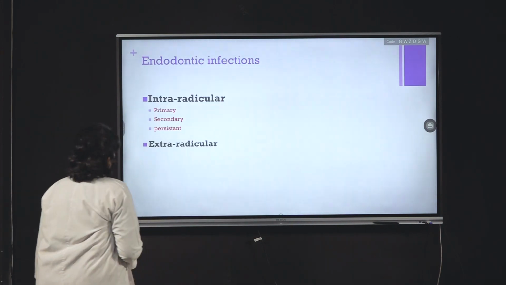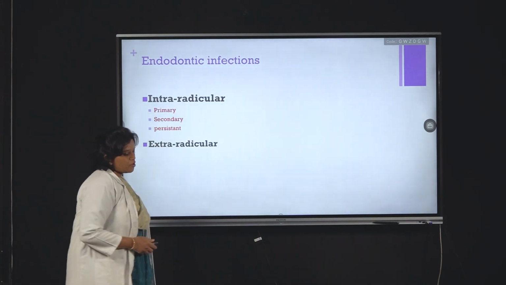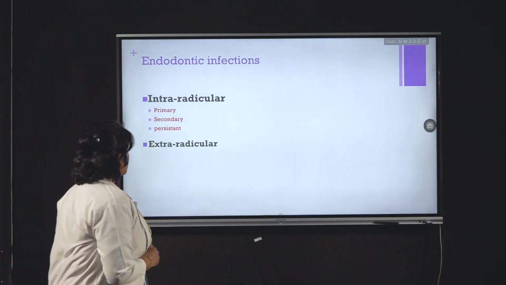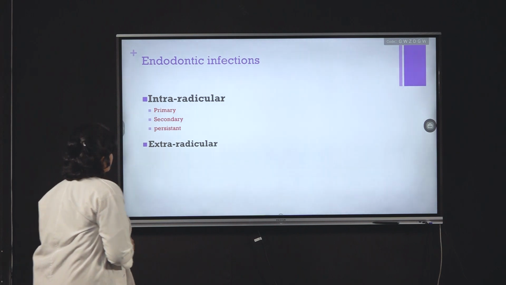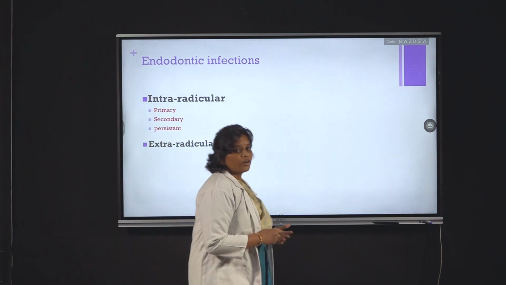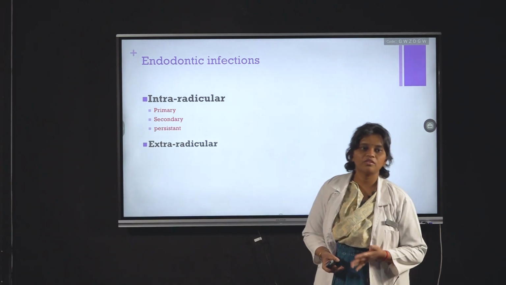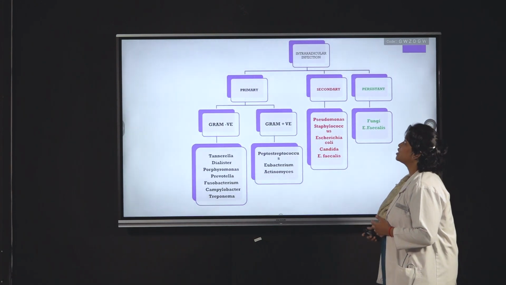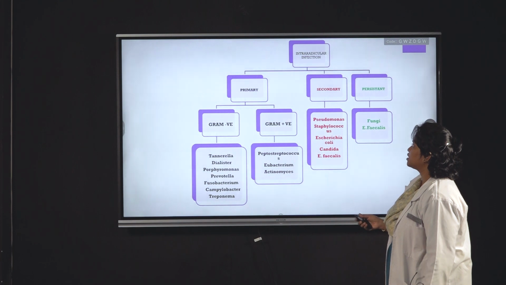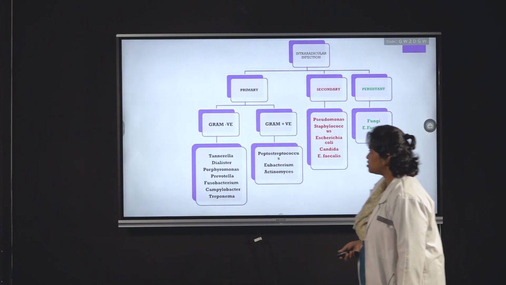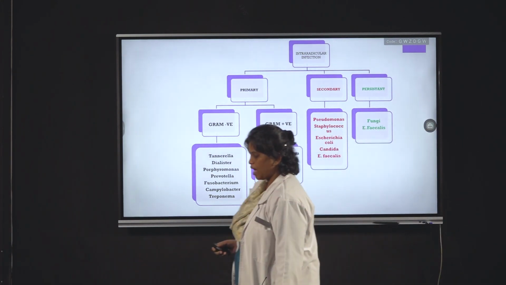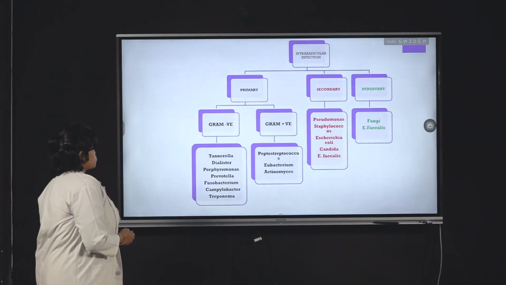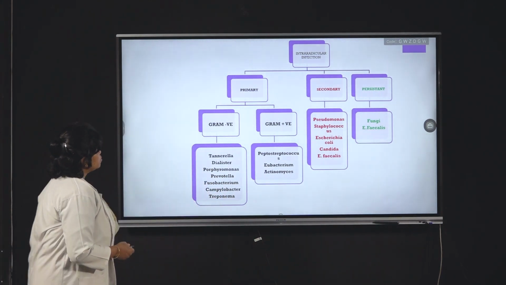So moving on to endodontic infections, there are various types. Endodontic infections have been classified into intraradicular infections and extraradicular infections. Intraradicular infections are further classified into primary, secondary, and persistent infections. Primary infections are again divided into gram-negative and gram-positive infections. These are the bacteria which are responsible for the gram-negative and gram-positive infections.